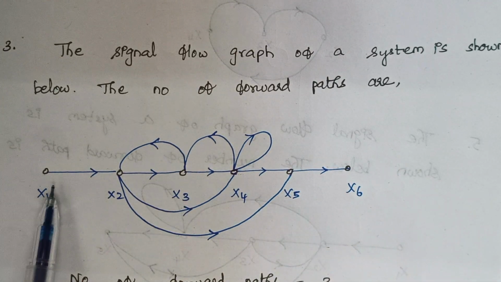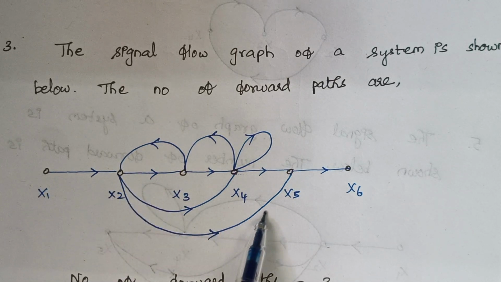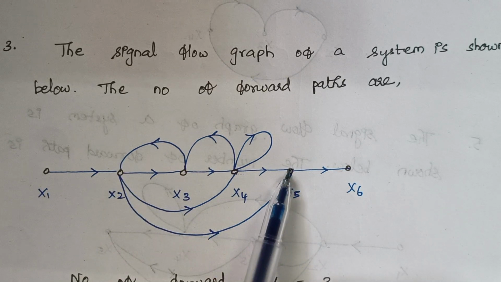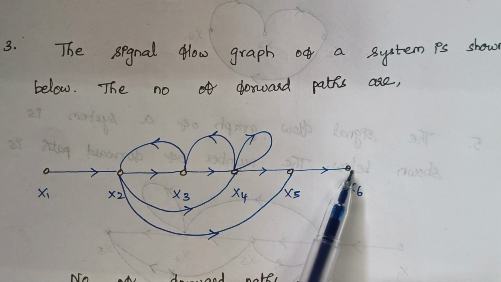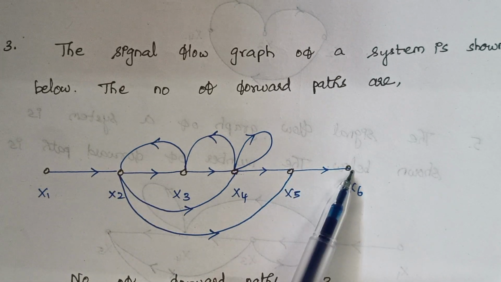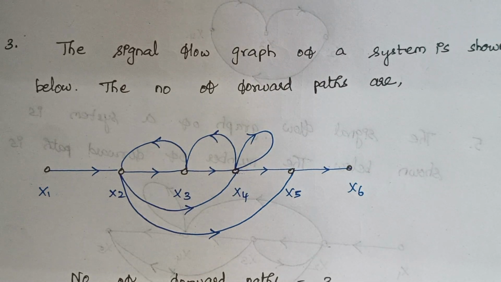And again you see x1 to x2, and from x2 to x5 there is a path. So we can go this way and finally reach x6. So this forms our third forward path. Apart from this, check again for some more forward paths, whether they are present or not.